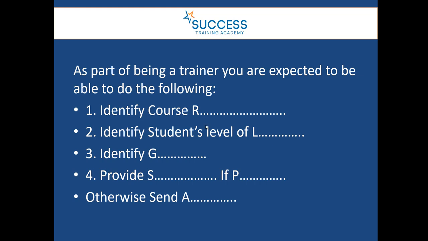Next, number 2, you're going to need to be able to identify the student's level of LLN. Okay, so there's a numbering system that we use, and I'm going to explain that in the webinar. However, you need to be able to look at the course and what levels of LLN will be required. Then look at the student's level and then identify the gaps. Identify the gaps between what the student has and what the course may require. Okay, once you've done that, you then need to identify the levels of support and provide support if possible.